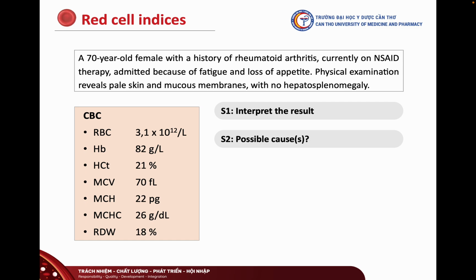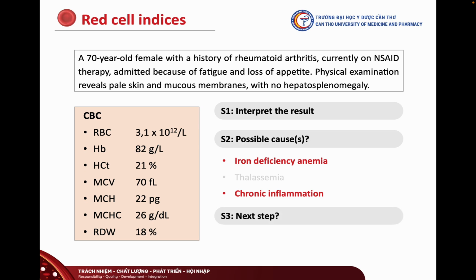As we discussed before, the pattern suggests iron deficiency anemia, thalassemia, and chronic inflammation. Now, let's reason through this. The patient has a chronic inflammatory disease, rheumatoid arthritis. So anemia of inflammation is certainly possible. But, and this is also important, she is also on NSAID therapy, which we know can cause gastric ulcer or bleeding. So at this point, the CBC and the clinical history can't fully distinguish between anemia of chronic inflammation and iron deficiency anemia. So what is the next step? We need an iron profile to help us differentiate.